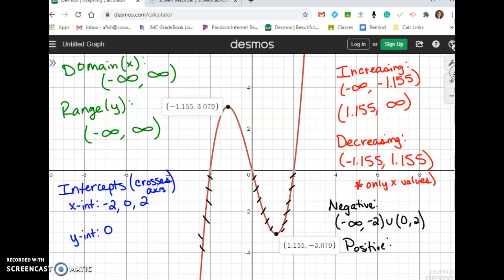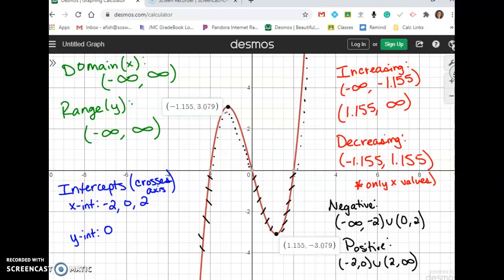Positive values, as you can tell with the positive values, this is where I'm above the x-axis, which I'm following my dots there to differentiate between the two. So it is positive from negative 2 to 0, and a union from 2 to infinity.